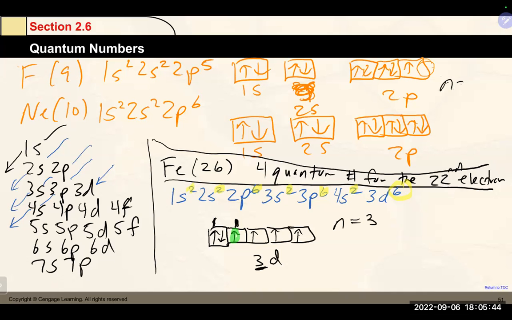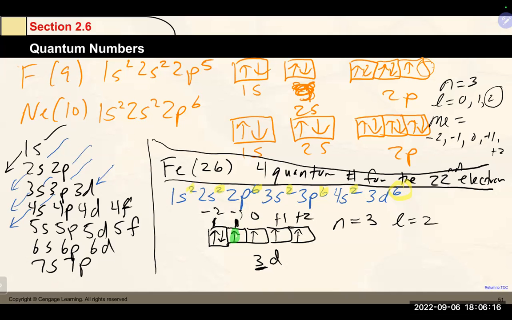Because our n is equal to 3, that means our l value could be 0, 1, or 2. Which one is the correct one here? It is 2, as that does represent the d orbital. So our l value should be 2. Because our l value is 2, our m sub l value could go from -2, -1, 0, +1, and +2, which means that our electron is actually in the -1, and it is going upwards, which means our spin should be +1/2.